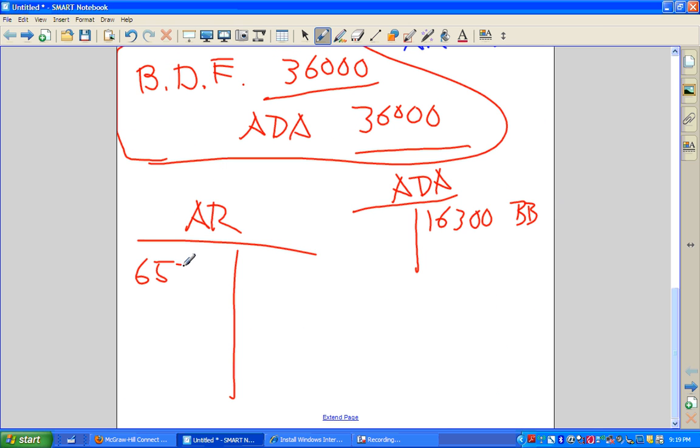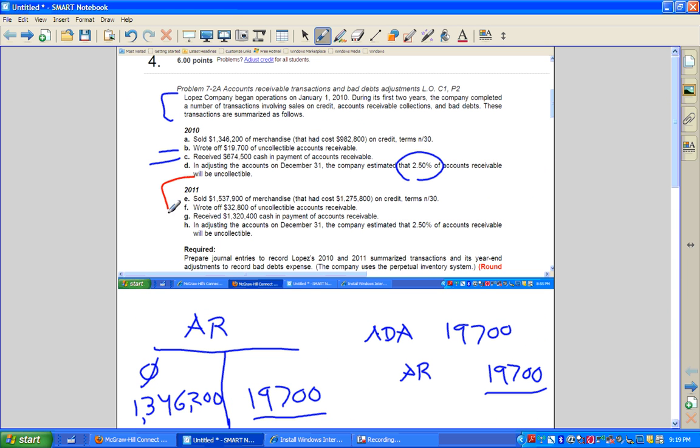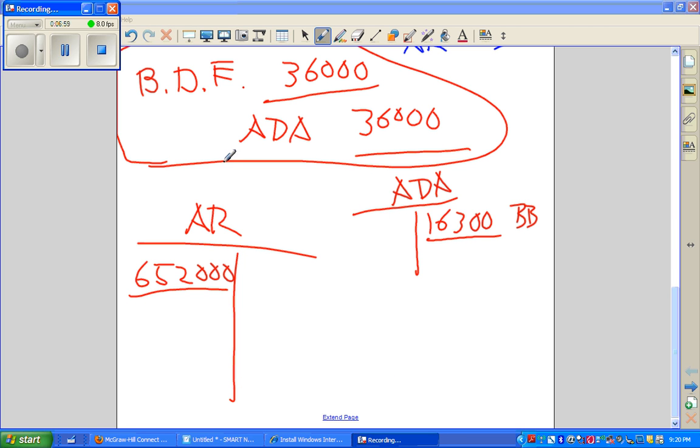What happens now is that in the next part of the problem up here, you now do start with a beginning balance. You use all these numbers to do the same problem again, but it should be different because for the next year, you do start with the beginning balance in ADA. You do start with the beginning balance in AR, but it's the same exact calculations. So I hope that helps. Try that, see if it works, and let me know.